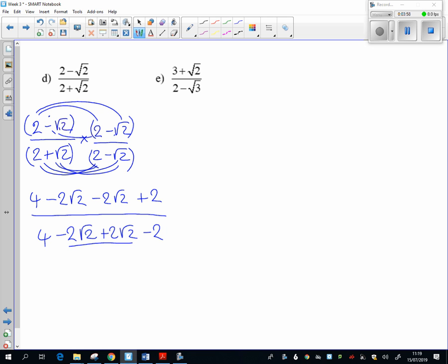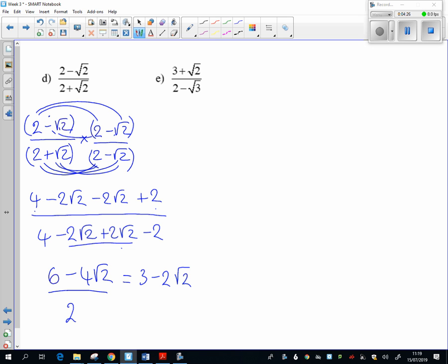So if I tidy up my numerator, I've got 4 plus 2. So I've got 6, I've got minus 2 root 2 minus another 2 root 2, and in the denominator, I've got the middle two terms cancelling, so 4 take away 2 is 2, and then I do need to just double check, and everything cancels by 2, so that can be simplified to 3 minus 2 root 2.